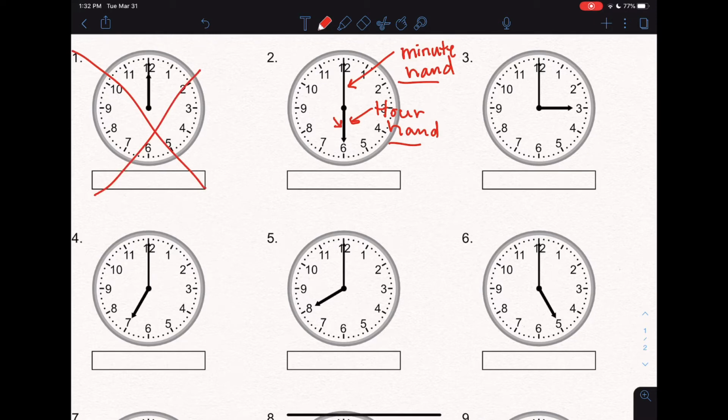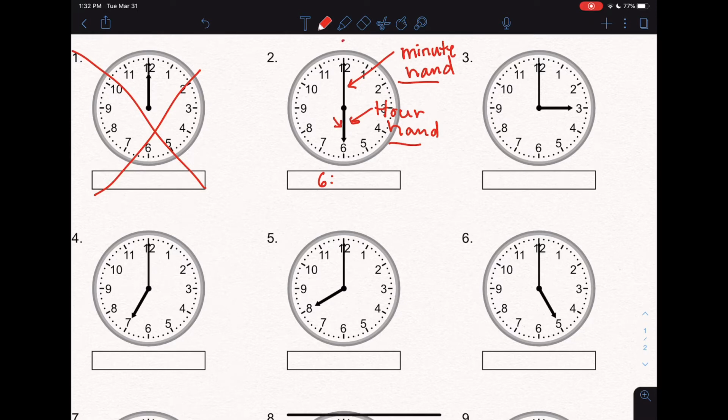Now, in this first problem, we're skipping number 1 because it's a little bit confusing right away. If you look at number 2 here, our hour hand is pointing directly down at the 6. So when we're writing this, it's 6. We represent time with 2 dots in between the hours and the minutes.